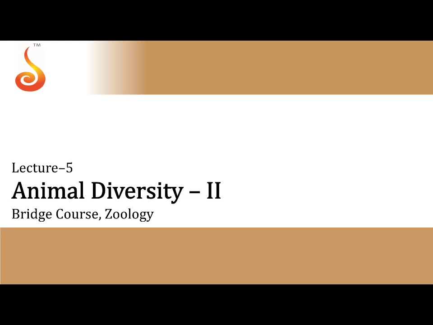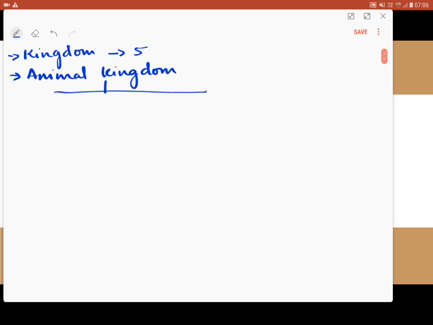Today will be the last lecture in the topic animal diversity. In the earlier classes, we have studied about the kingdom. As we know, there are 5 of them. Then we took up animal kingdom, and as we classified, we studied it. Animal kingdom has 2 parts, namely non-chordata and chordata.